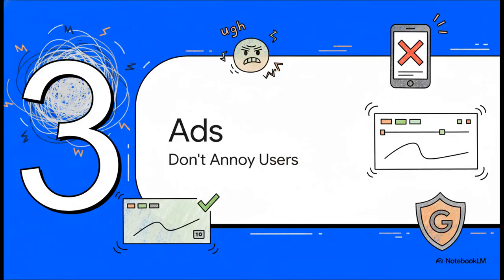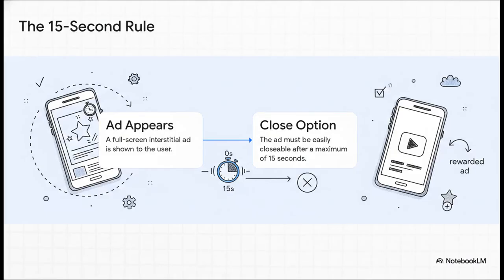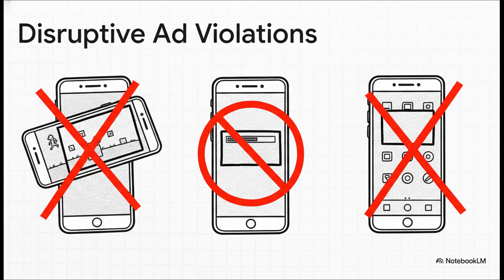Okay, so beyond just tricking people, Google also has strict rules about ads that are just plain annoying or disruptive. The whole goal is to make sure your monetization strategy doesn't completely destroy the user experience. 15. Just remember that number. When we're talking about those big full-screen ads that interrupt everything, 15 seconds is the magic number. The rule is simple. You cannot trap the user in an ad. After a maximum of 15 seconds, you must provide a clear and obvious way for them to close it. Now, the only exception here is for rewarded ads, where a user specifically agrees to watch longer to get some kind of in-app reward.